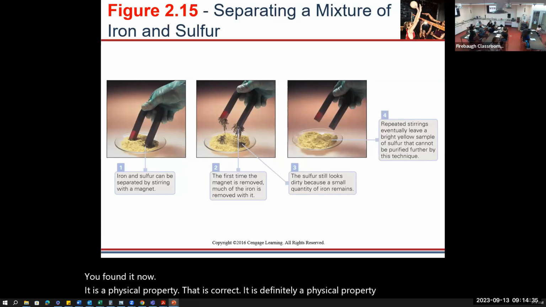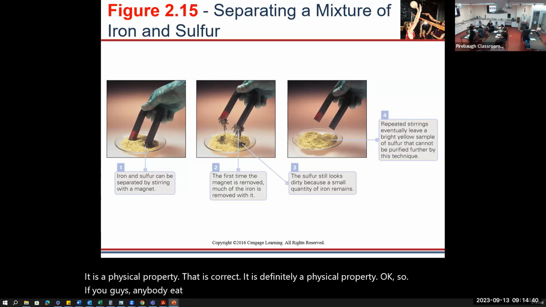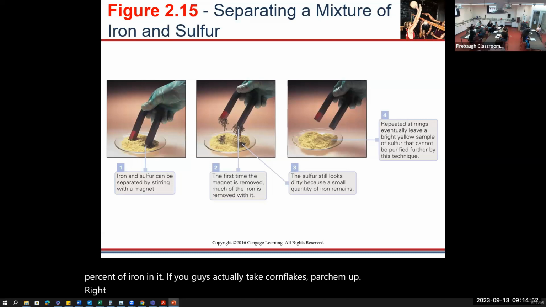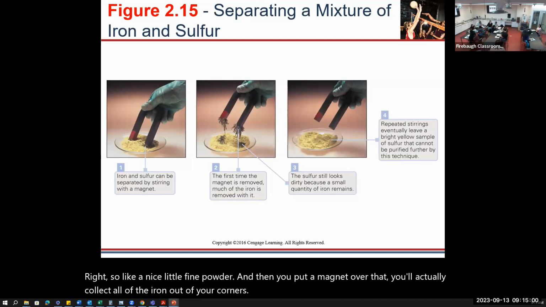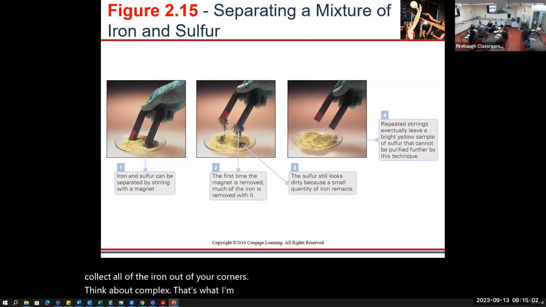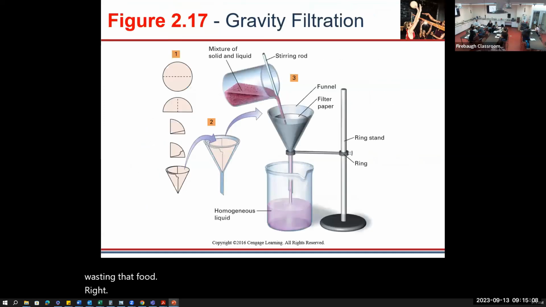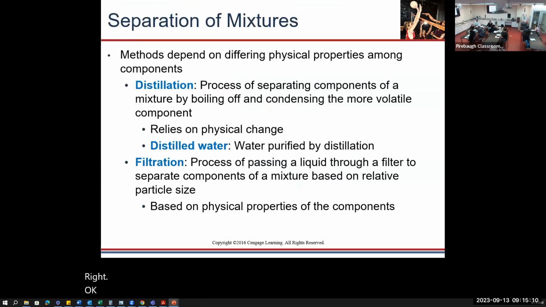Anybody eat cornflakes? Cornflakes has a very high percent of iron in it. If you take cornflakes, crunch them up to a nice fine powder, and put a magnet over that, you'll actually collect the iron out of your cornflakes. Take it back to cornflakes, test it out. I'm joking, don't do that, your parents will probably kill you, wasting that food. Okay, I got carried away again.